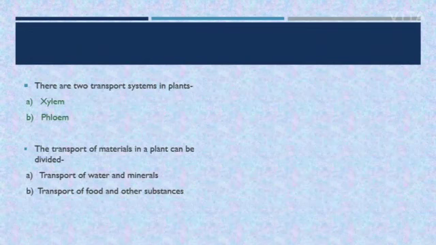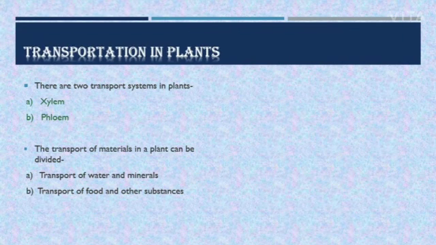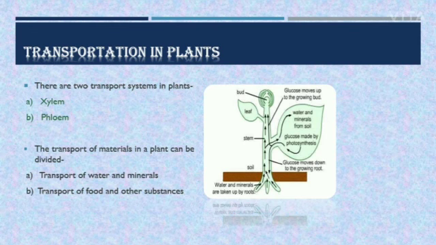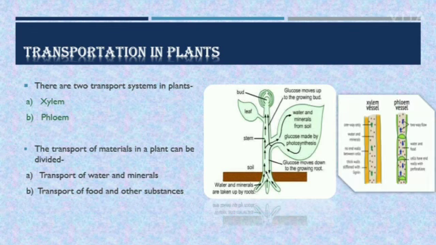Now, here comes the transportation in plants. We know that there are two transport systems in plants, xylem and phloem. The transport of materials in a plant can be divided into water and minerals, and food and other substances.